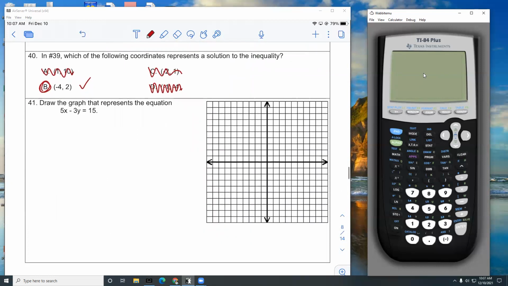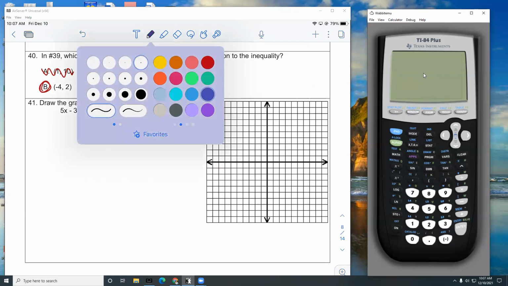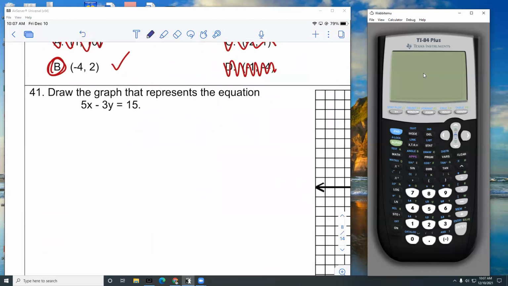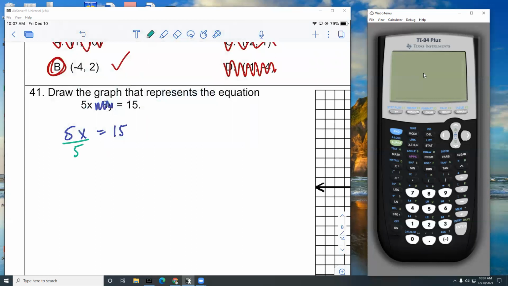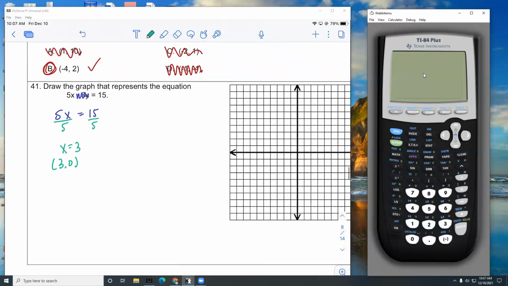41 says, draw the graph that represents the equation 5x minus 3y equals 15. Now, we could go through the whole process of solving for y, or we could just find the x and y intercepts and make our lives a lot easier. Because remember, to find the x-intercept, all I do is get rid of y. And I say 5x equals 15. And then I divide both sides by 5. And I get x equals 3. So I'm going to have my x-intercept at 3, 0.